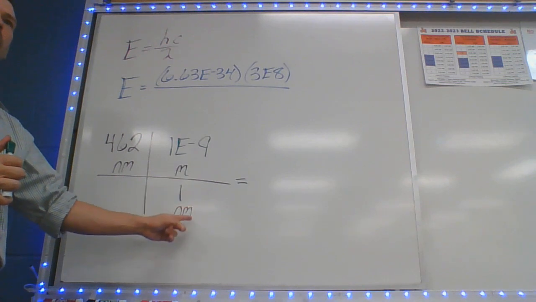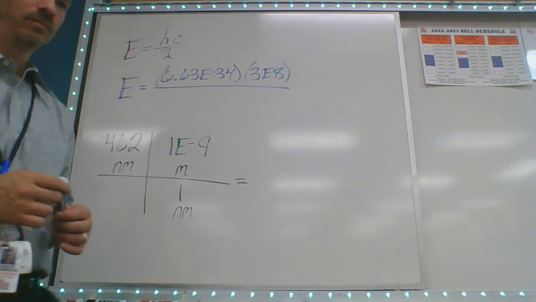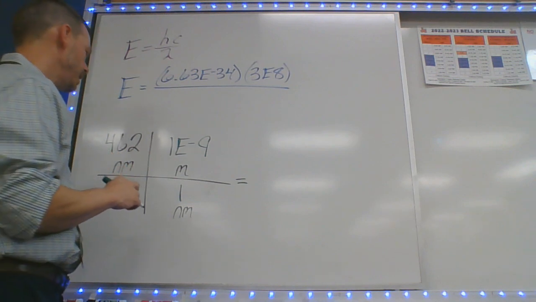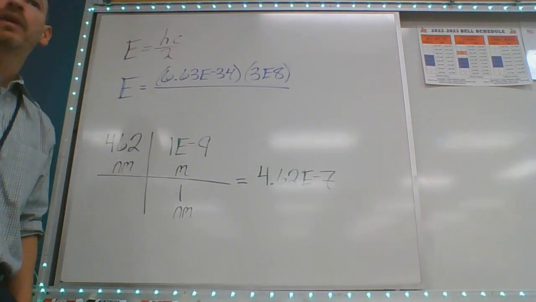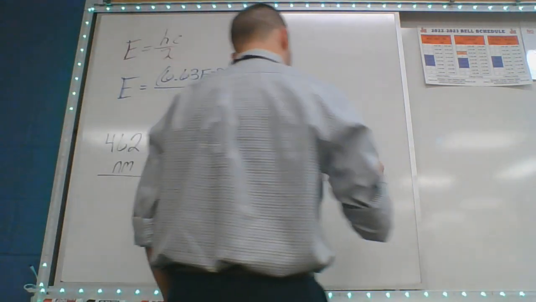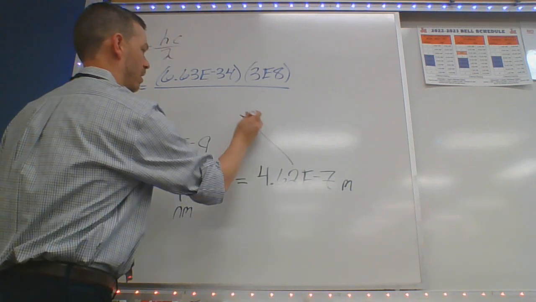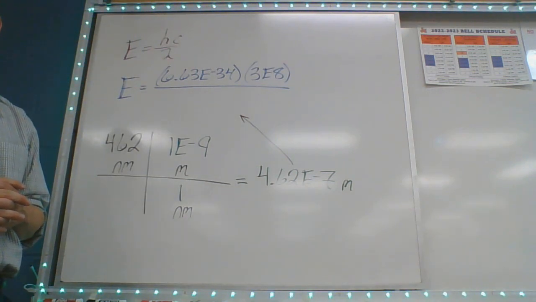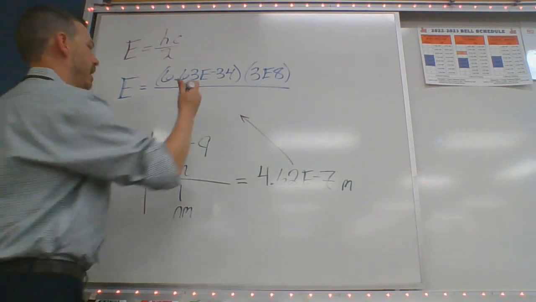Multiply across the top, divide by the bottom. Careful with your button pushing. And I get 4.62 E negative 7. Is everybody okay with that green number? All I did was fix the wavelength because the units were wrong, and now I've got meters.